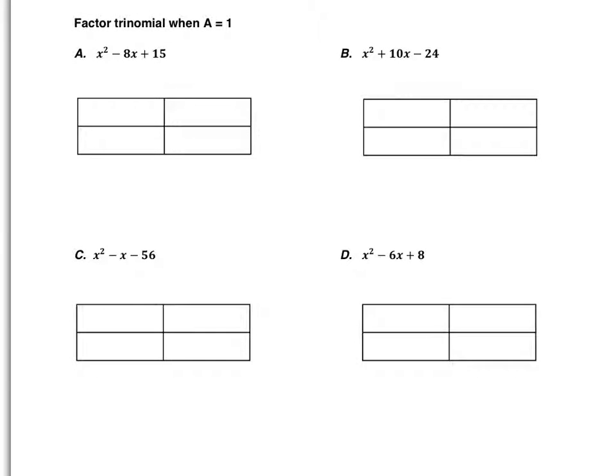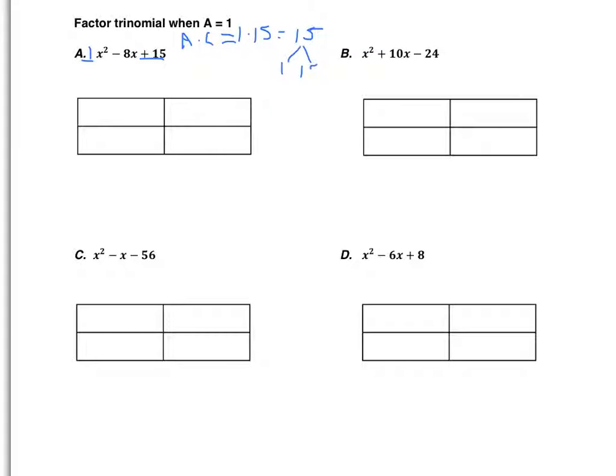We are looking at factoring trinomials when a is equal to 1, practice page. So in our first problem, x squared minus 8x plus 15, we need to go back and look at our a value times our c value and figure out what that is. So a is the number in front of x squared, so that's 1, and c is our constant, so 1 times 15 equals 15. And then we're going to look at all the factors of 15.